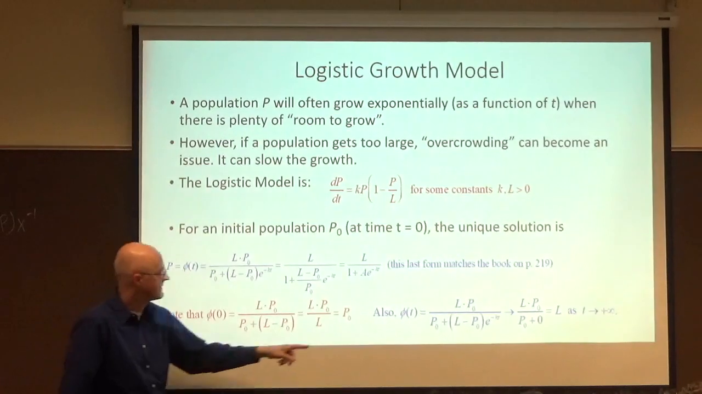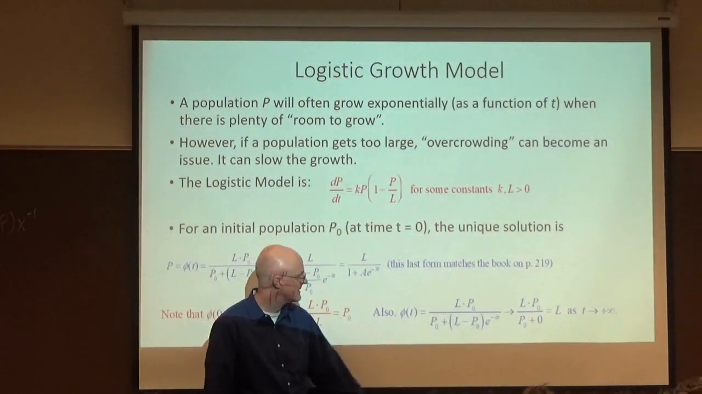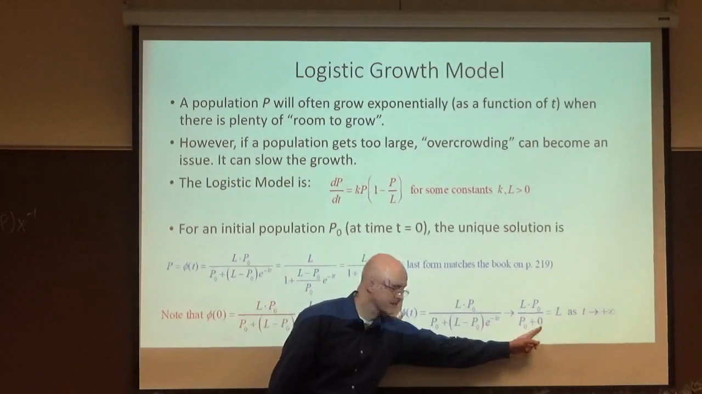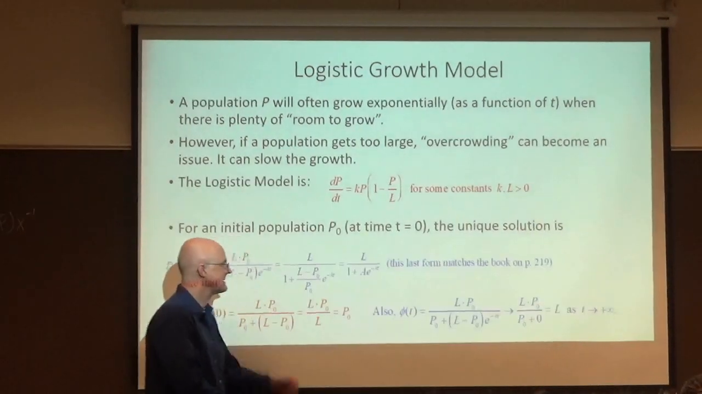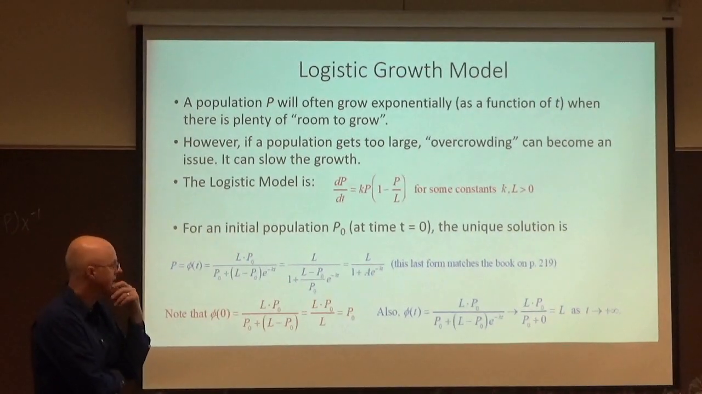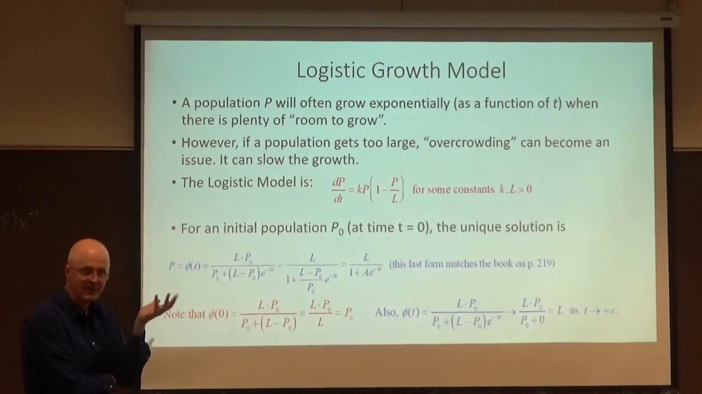Here's another comment. This definitely goes toward L as t goes to infinity, because as t goes to infinity, an exponential decay goes towards 0. So this definitely has a limit of L as t goes to infinity, as long as P0 is not 0. Which it wouldn't be, because otherwise you wouldn't have a population.